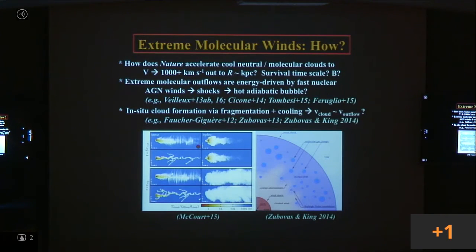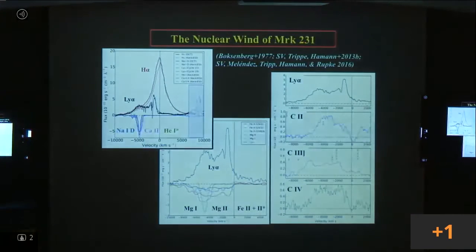But I don't think we need to go to the X-ray all the time. We think that there might be optical and UV signatures of these outflows in the nucleus of these objects. And we know that, in fact. So if we go back to our old friend Mrk 231, there's plenty of signature of nuclear wind in the system, in the optical and UV spectrum. We can go back all the way 40 years ago. Boksenberg, 1977, showed a beautiful optical spectrum of this object, which showed broad blue-shifted sodium, calcium II, and helium I 3889.